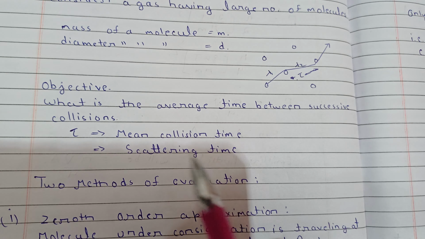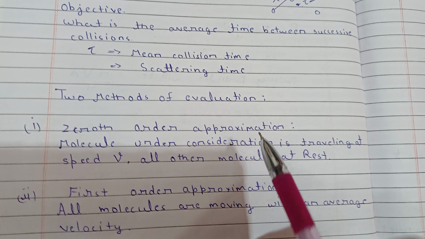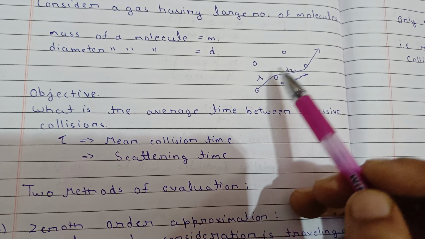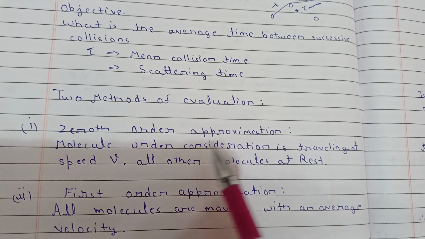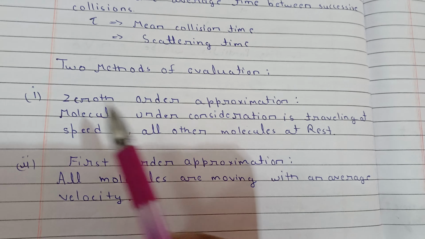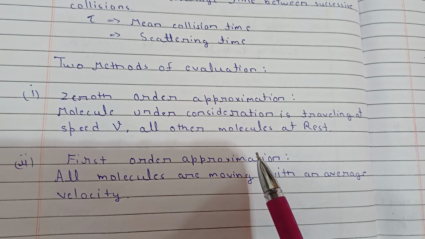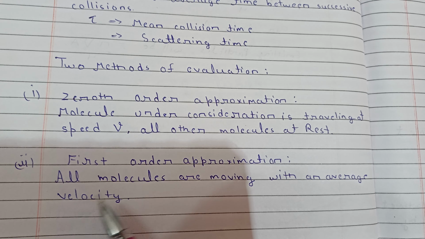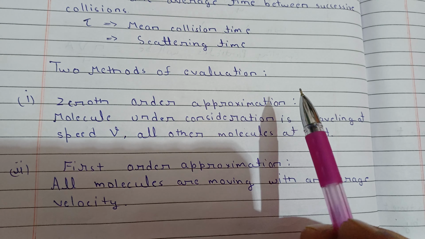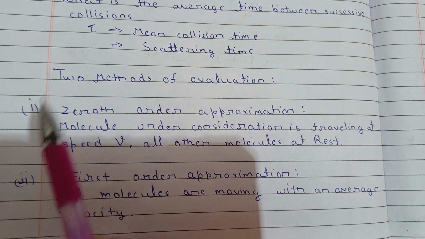Now there are two methods to evaluate them. The first is the zeroth order approximation. In this, we consider that only one particle is moving at velocity v, and all other molecules are at rest. Then we will study the first order approximation, where all molecules are moving with an average velocity. We'll calculate both the mean free path and the relaxation time by both methods, and we'll see what the difference is. Today we will see the zeroth order.